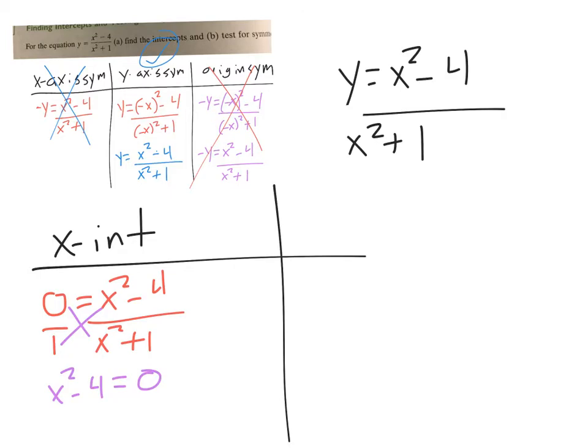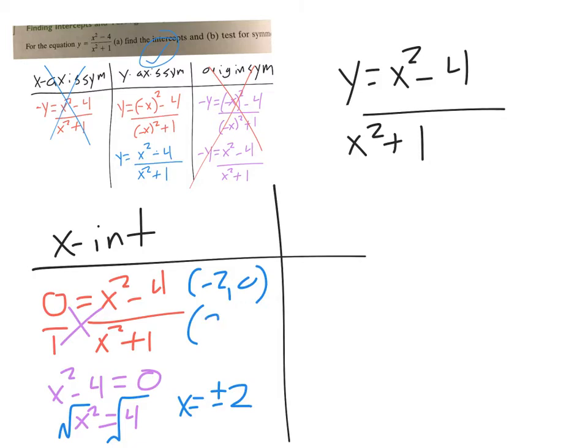Now solve for x. So this says x squared is equal to 4. Square root of both sides. That says plus or minus what? Very good. So x is plus or minus 2. So my x-intercepts are at (negative 2, 0) and at (2, 0).